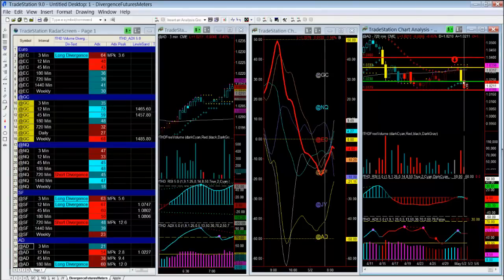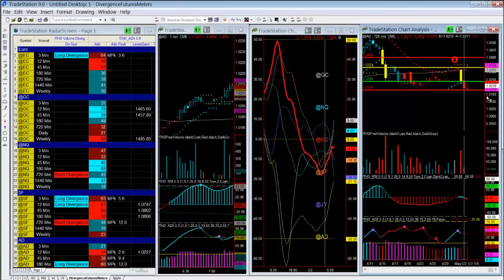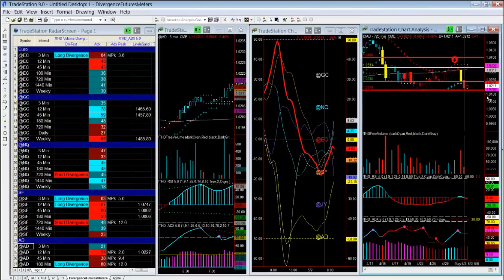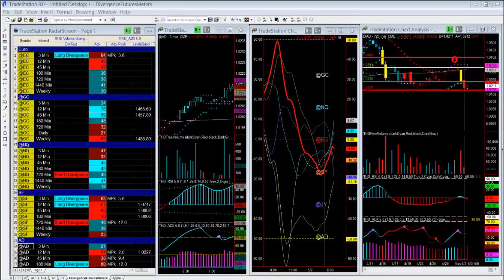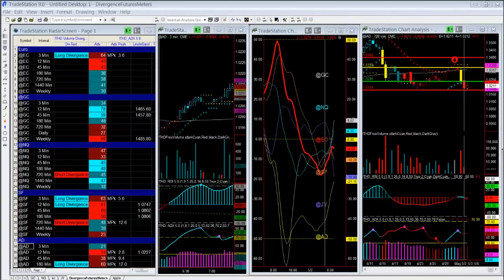Now we have formed a divergence here. So now I'm expecting what? I'm expecting a test for the buyers. Does everybody understand that? That is correct. That means that as people were trying to push price up, the market makers, as they're called, was actually selling to them.